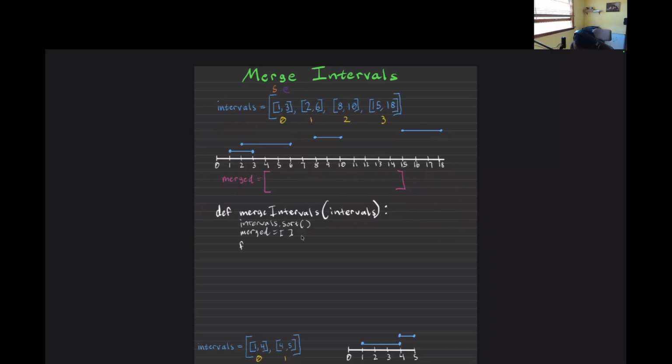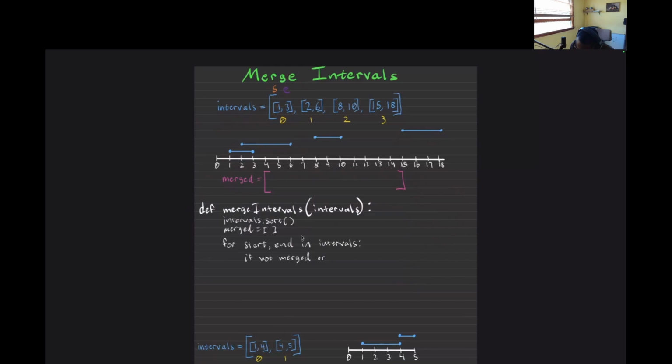Then we're going to say, for start and end in our given intervals, the very first step is: if merged is empty, if there are no values inside of it, or the start that we're at is greater than our last end, and we represent that as -1 and then the end timestamp, which is 1, we're going to immediately append it to the merged list. So append a new list, start and end.